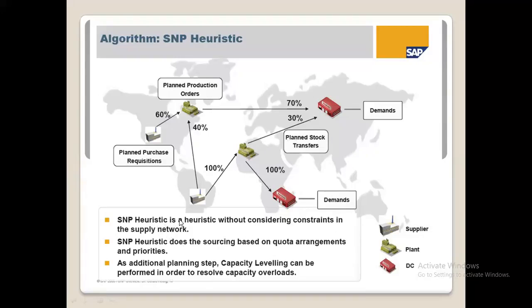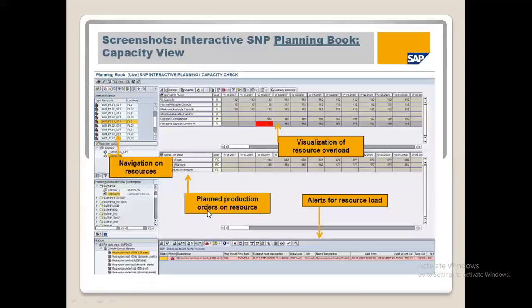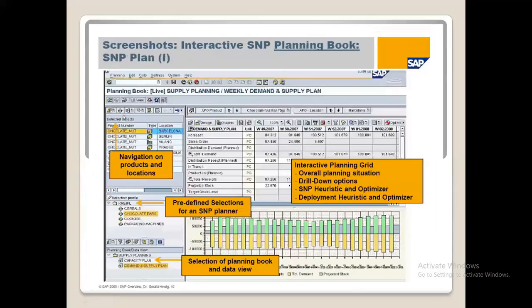SNP heuristic is a heuristic with a constant supply network. SNP heuristic does the sourcing based on quota arrangement. An additional planning step, capacity leveling, can be performed in order to resolve the capacity overloads. This I'm going to cover later. Before that, let me add some points for you.